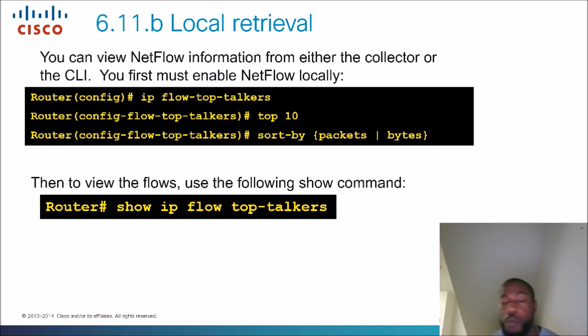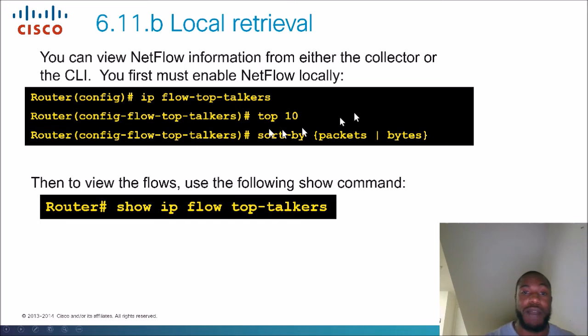That's kind of out of scope of the exam because it's not even a requirement. So we're going to do local retrieval, and that's why Cisco wanted us to do this. That's what we're going to set up in Boston NetSim. You just do IP flow top talkers. However, you could also do, I believe, IP flow cache. That's the other way you can do it, and that's how I believe we're going to do it in Boston NetSim.